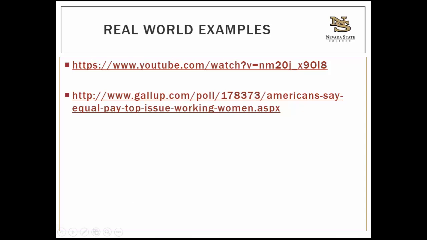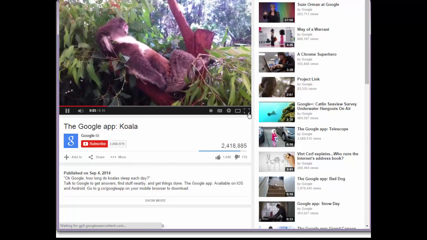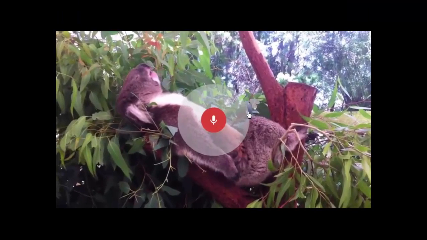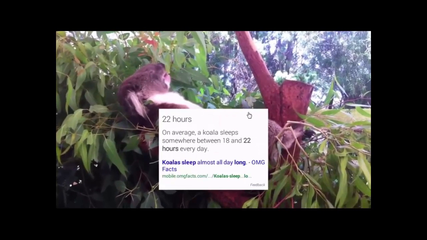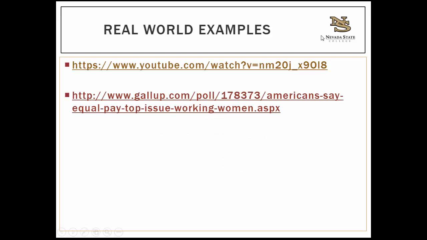So now just a couple of real-world examples of confidence intervals that you may see in everyday life. Okay, Google, how long do koalas sleep each day? On average, a koala sleeps somewhere between 18 and 22 hours every day. That's the life. So chances are researchers did not measure every koala. They probably took a sample of koalas to estimate how long all koalas sleep, and 18 to 22 hours is probably the 95% confidence interval. That's typically what's used, is 95%.